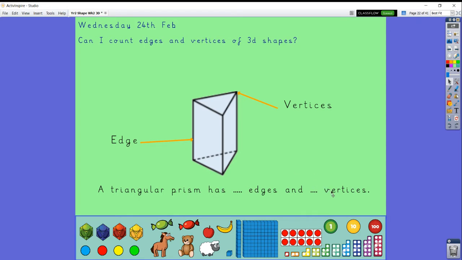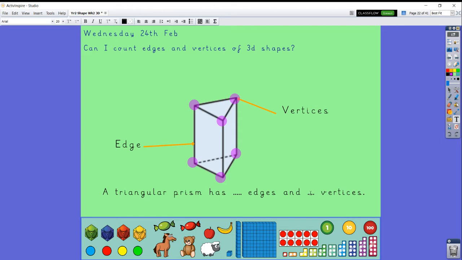I'm going to count the vertices first. I'm going to count the vertices. So I've got 1. I'm going to use a highlighter as well, just to put spots on my vertices. So I've got 1, 2, 3, and then down the bottom I've got 4, 5, and 6. So I have got 6 vertices.